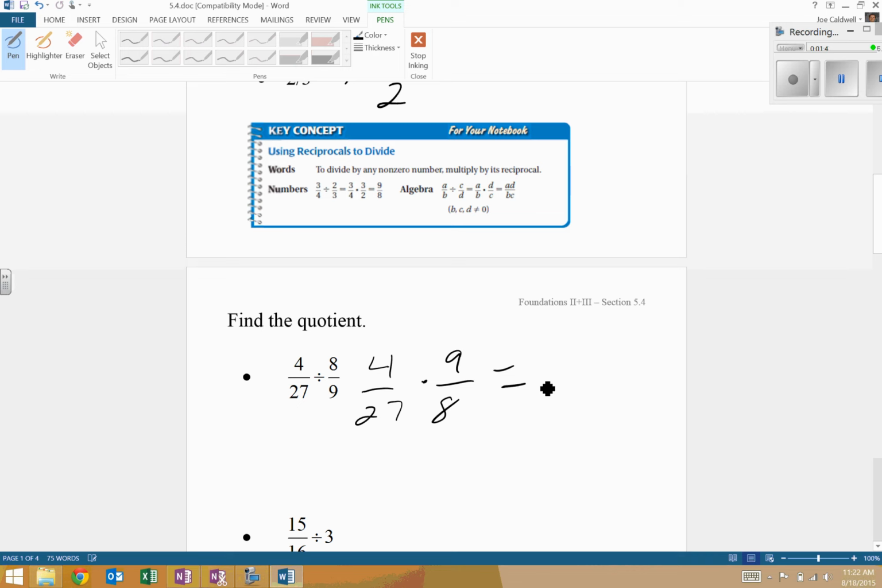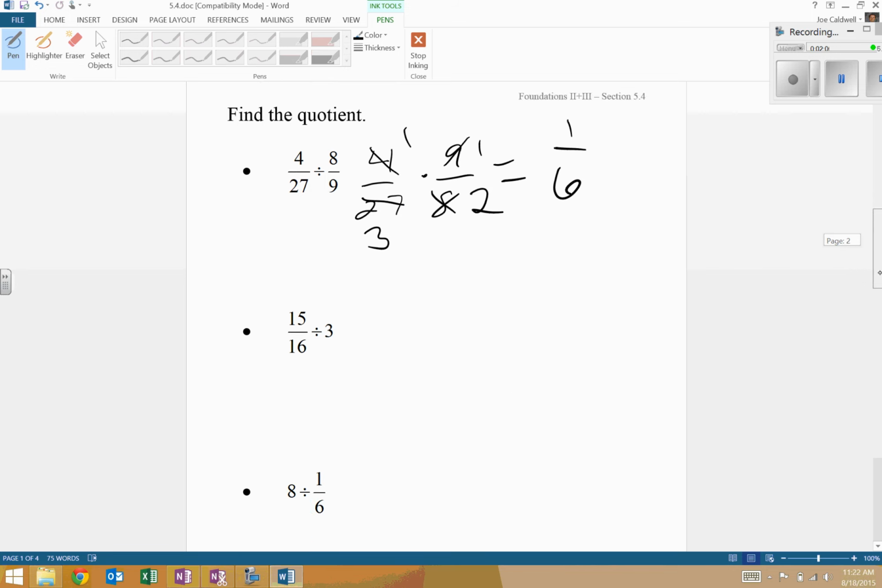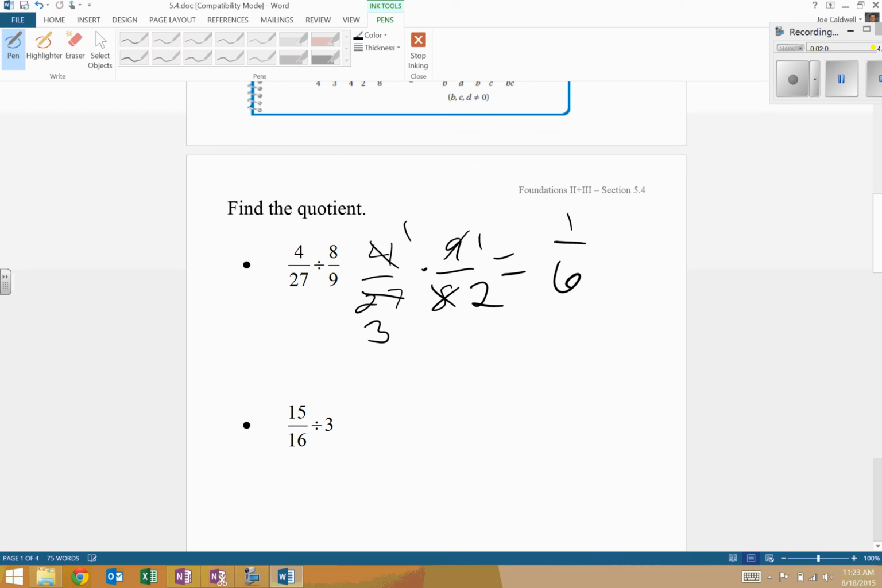Now we can do a little bit of reducing ahead of time. 9 goes into 9 once, 9 goes into 27 3 times, 4 goes into 4 once, 4 goes into 8 twice. So now you can multiply across and you get 1/6. So to divide by a fraction is actually multiplying by its reciprocal.